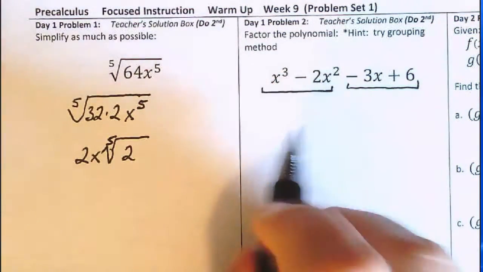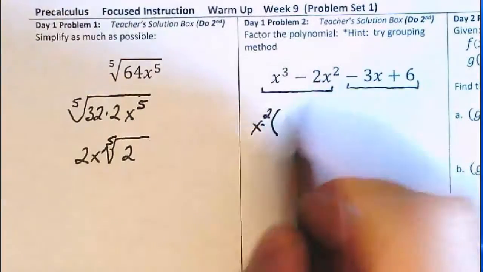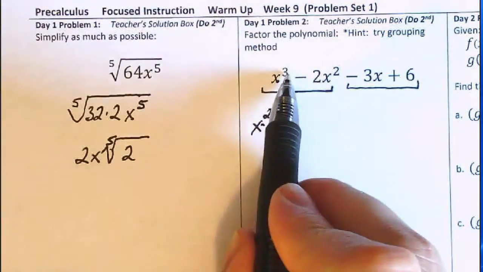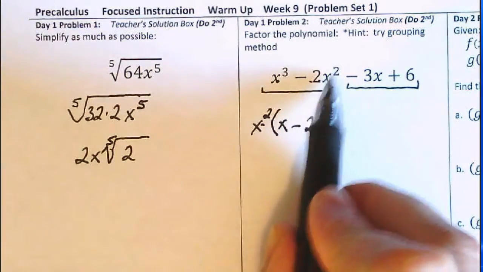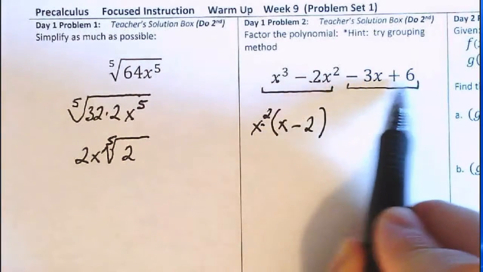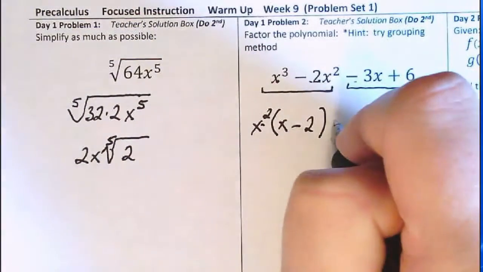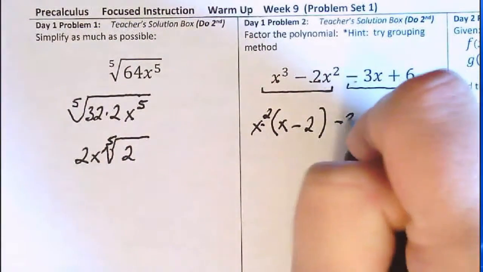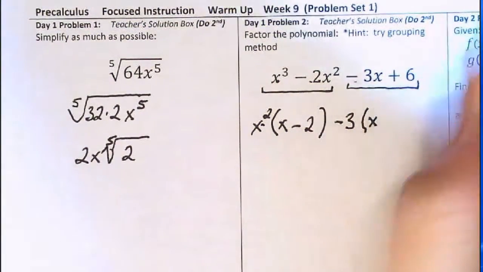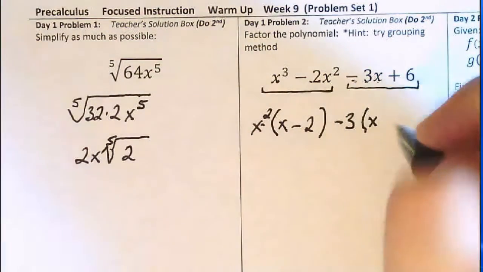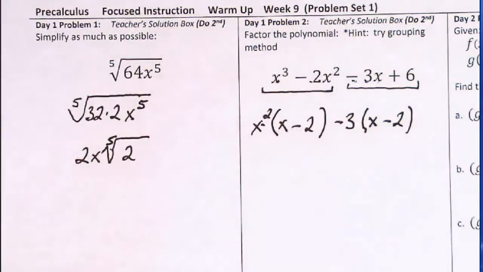So in this first set, we can divide both terms by x squared. x squared times x is the x cubed, and x squared times minus 2 is the negative 2x squared. Now let's look at the next piece over here. This has a leading coefficient that's negative, so when we factor out the GCF, we're going to include a negative with it, negative 3. And then in parentheses, negative 3 times x is the minus 3x, and negative 3 times negative 2 makes the positive 6.